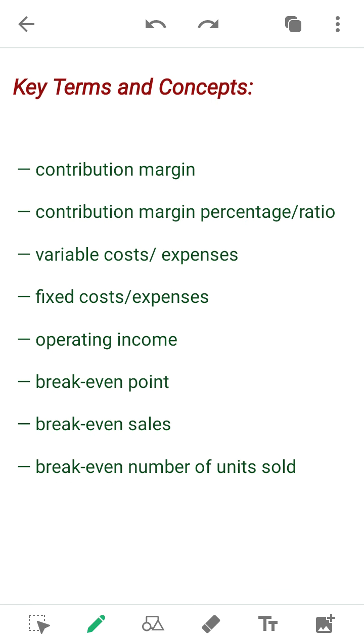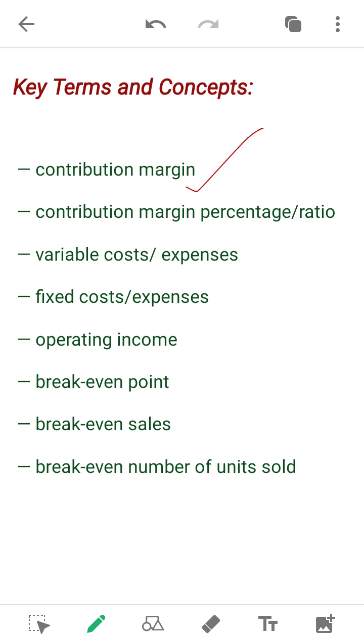Key terms and concepts. Here there are several key terms. To realize this chapter properly, these key terms are very much essential, and all of you have to understand these key terms completely, thoroughly, and it will help you to realize the chapter.